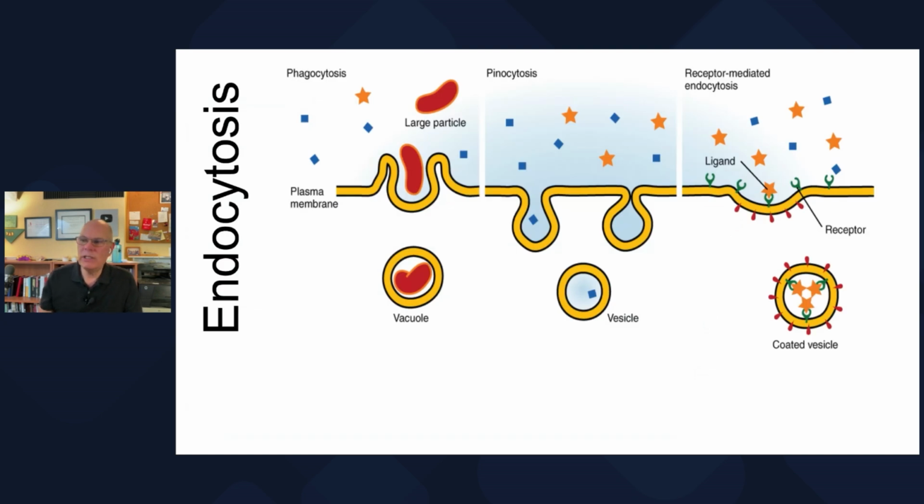Endocytosis can have a couple of different forms. With large particles, it's called phagocytosis. When the cell is taking a sip of the extracellular fluid and thereby capturing some molecules, that's called pinocytosis. And then there's receptor-mediated endocytosis, where a molecule has to bind with a receptor, and that causes the formation of a vesicle. This is fairly advanced stuff.